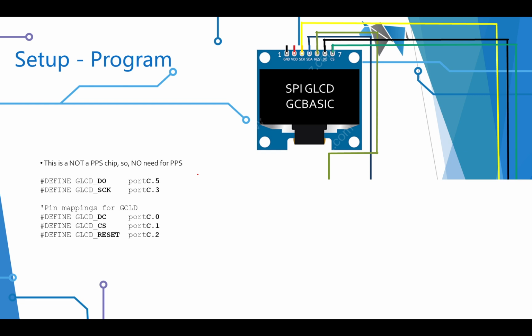The setup in GC Basic is quite simple. You just need to define where the data out is on the clock and define these lines, which is the DC, CS, and reset, which is the chip select. So I've selected those, and they're all on port C. So data out will connect to the SDA. The reset will connect to the reset, DC to the DC, CS to the CS, finally SCK.